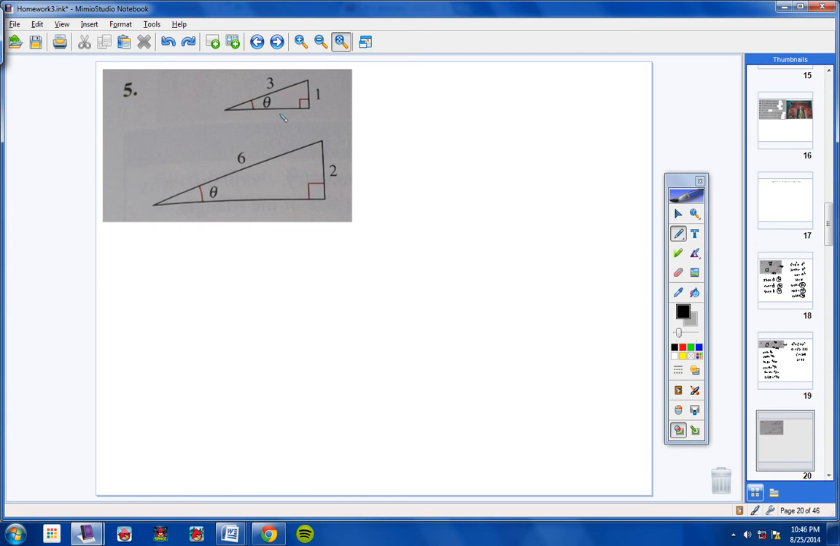So here we're missing a leg, so we have 1 squared plus leg squared equals hypotenuse squared, which would be 1 plus L squared equals 9. Bring the 1 over and make it a -1, and we're left with L squared equals 8. Take the square root of that, and L equals the square root of 8. And you should remember how to break that down from earlier math classes.